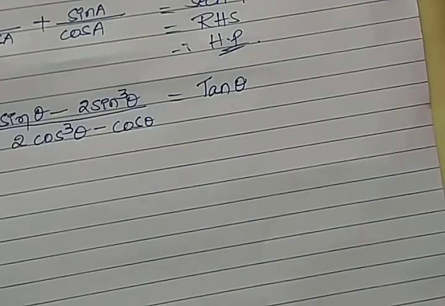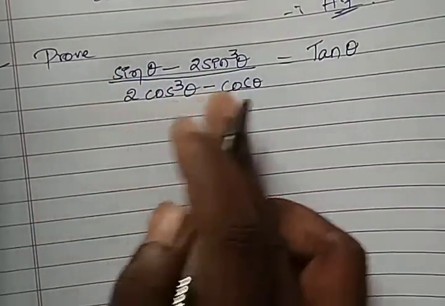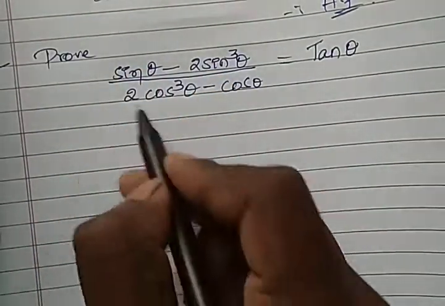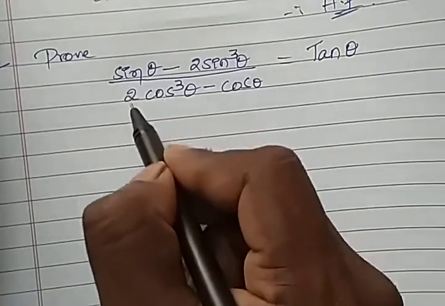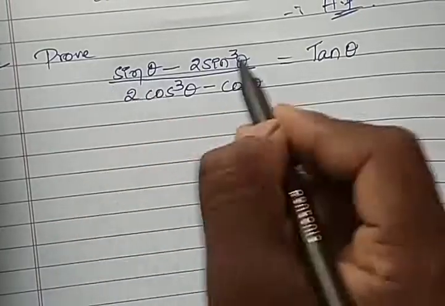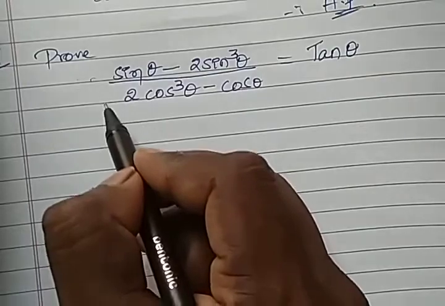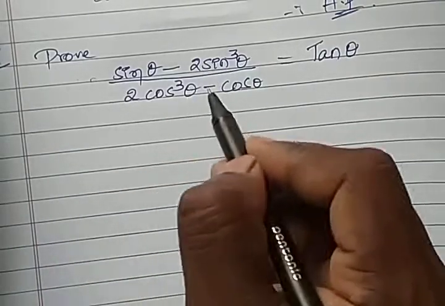So first we will take the LHS. We'll take the LHS value, that is sin theta minus 2 sin cube theta by 2 cos cube theta minus cos theta. So here you can see one thing common in the numerator and denominator. Simple idea here is, from the numerator we will take sin common, from the denominator we will take cos common, so sin by cos will come, and the rest of the value should cancel.